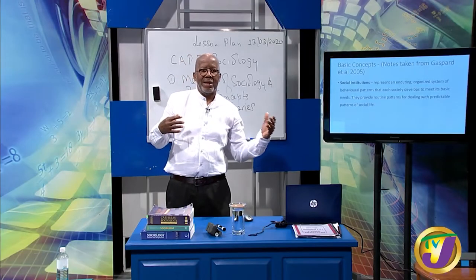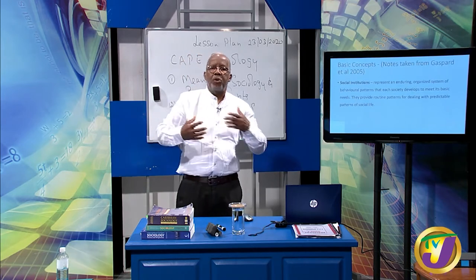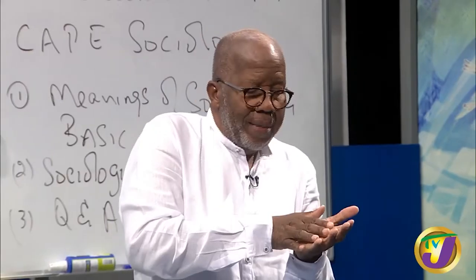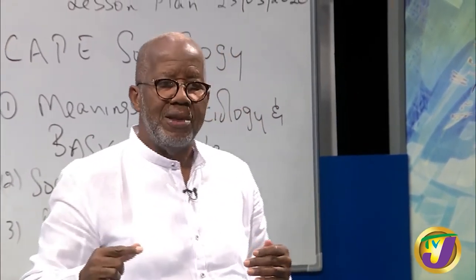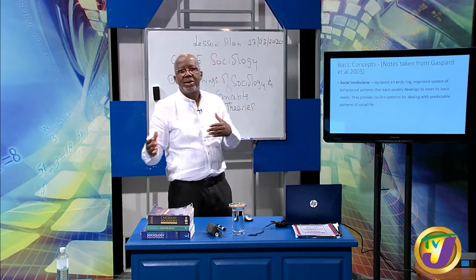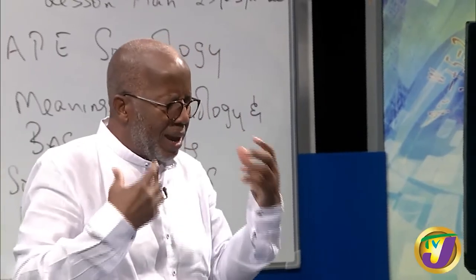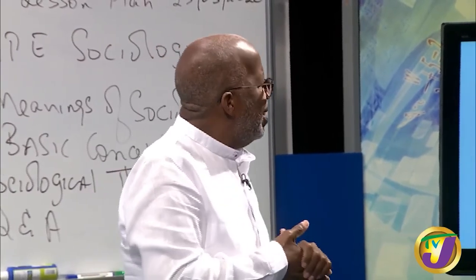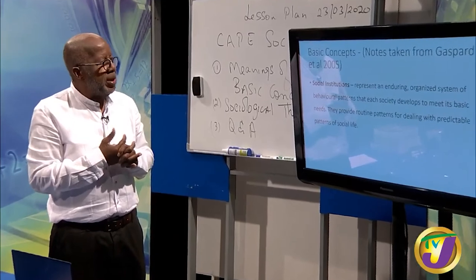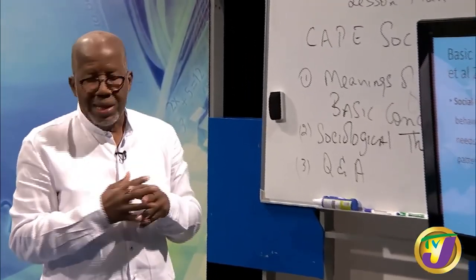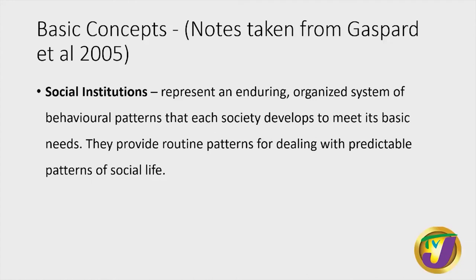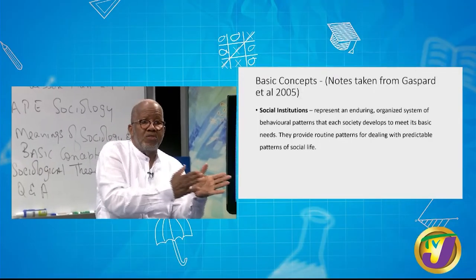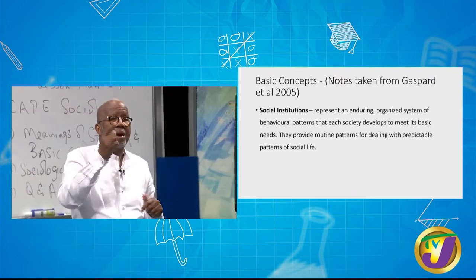All right, social institutions. Now, you will constantly keep referring to social institutions. So it's a very important concept that you understand from the get-go, because this is a recurring theme in sociology in terms of the various social institutions. And here, institutions are not physical institutions. They are more what we conjure up sociologically. So we say that they represent an enduring organized system of behavioral patterns that each society develops to meet its basic needs. What is important here is that pattern, that learned, recurring pattern. That is what distinguishes one social institution from another. However, they all have this pattern behavior.